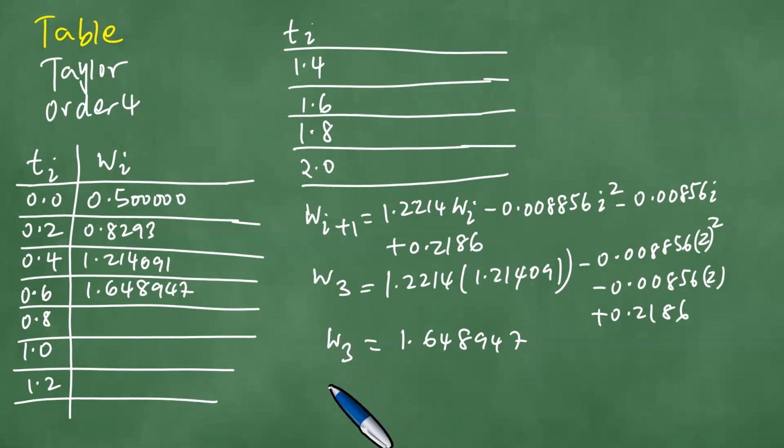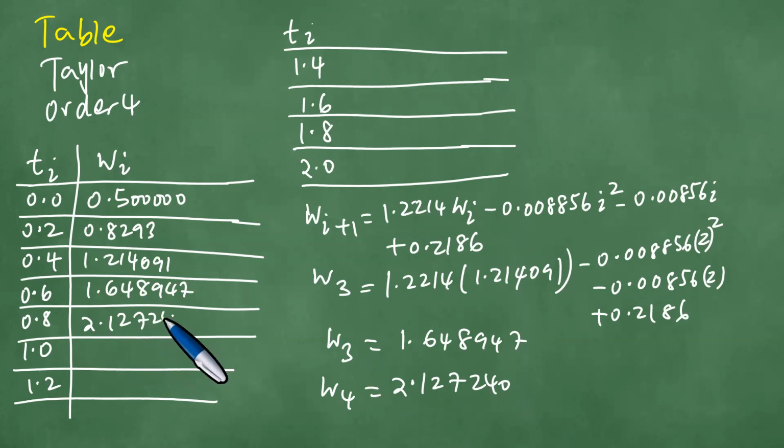So we proceed with this. I can't bore you a lot. W4 is 2.127240, so that's what we put here. Then we have 2.640874, then 3.799, then 64. I'm just completing the table so that you can know how the table should look.